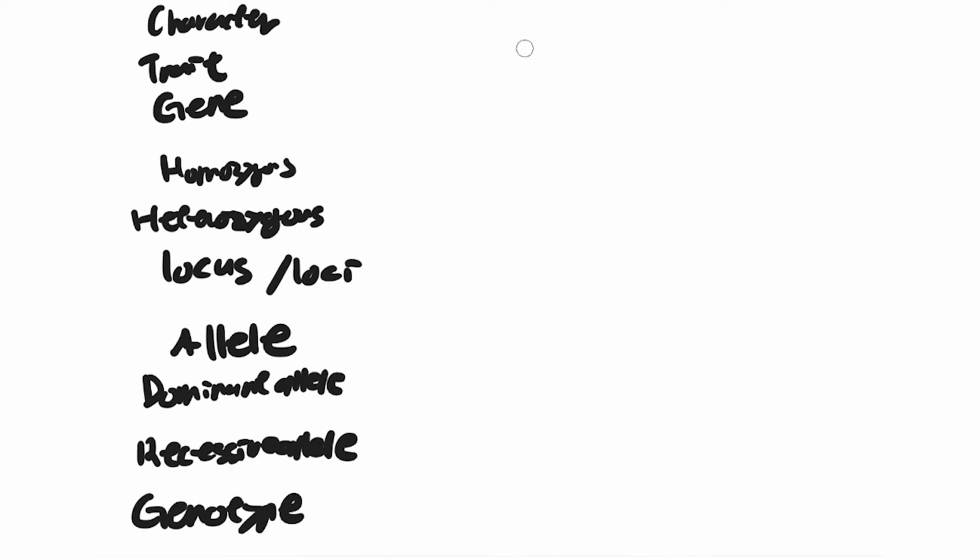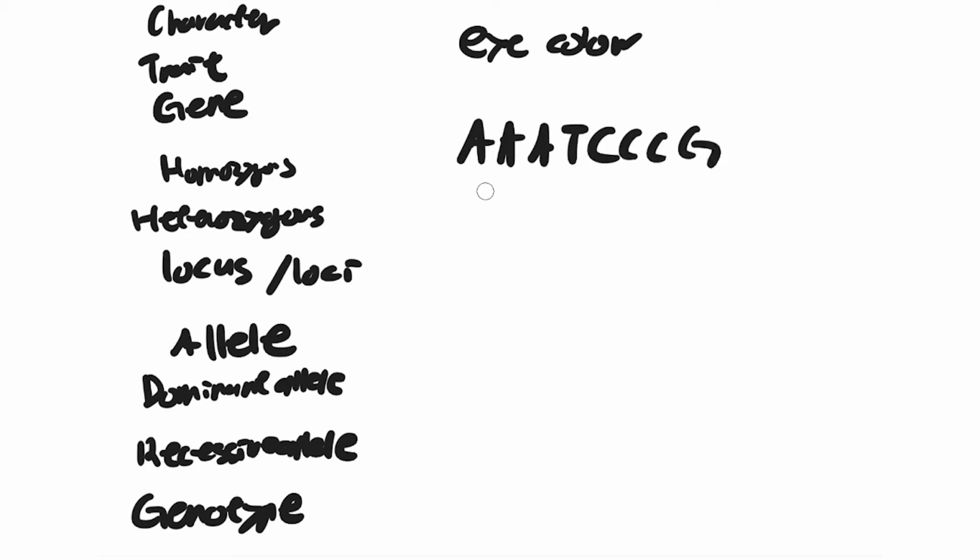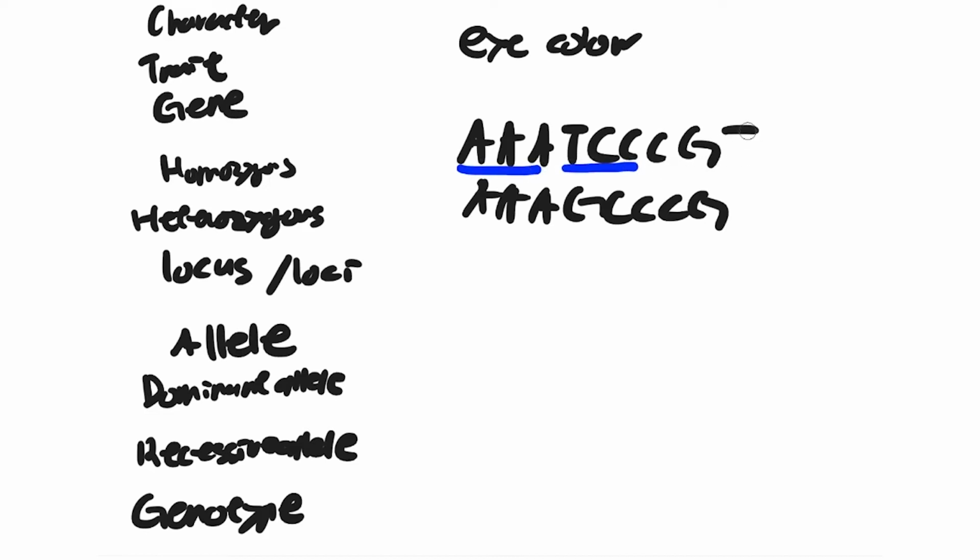For example, actually I said it in the previous video, if the gene is coding for eye color, so one allele we can have is AAATCCG, and another type of allele we can have is AAAGCCCG. So here are the three amino acids that it's going to code for.